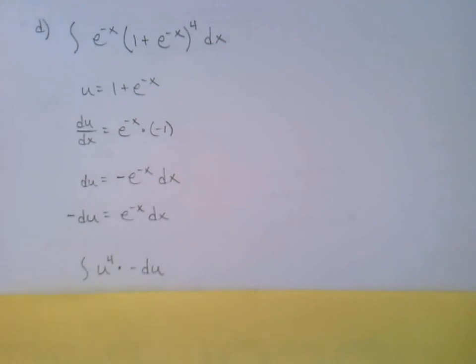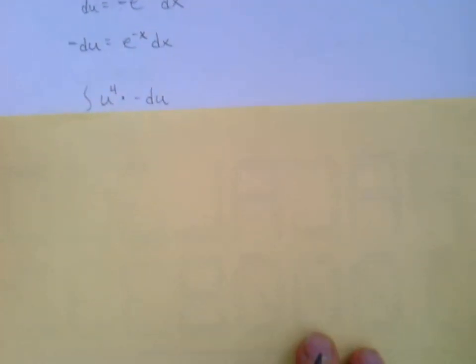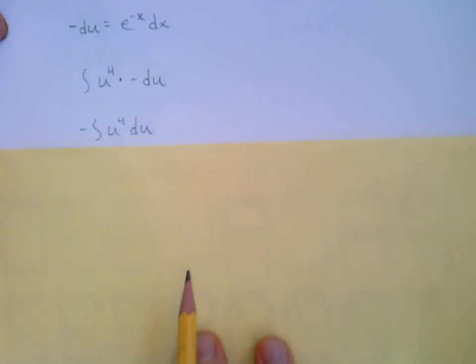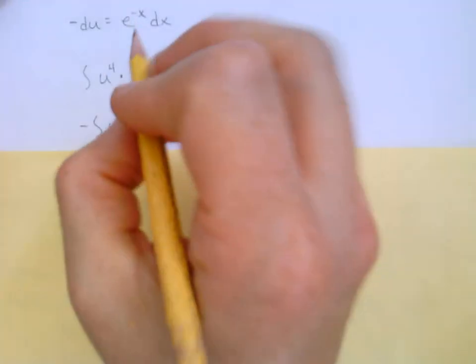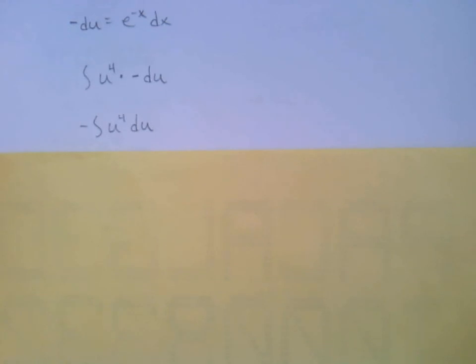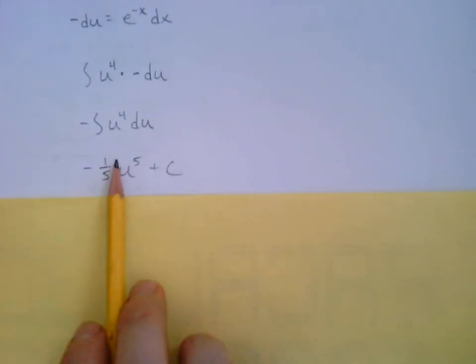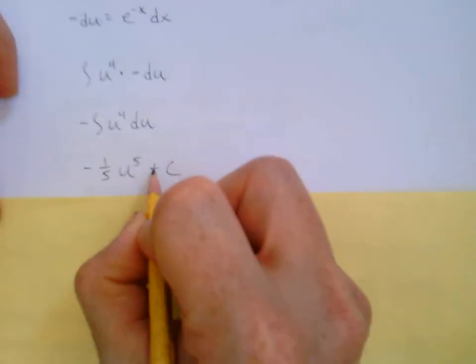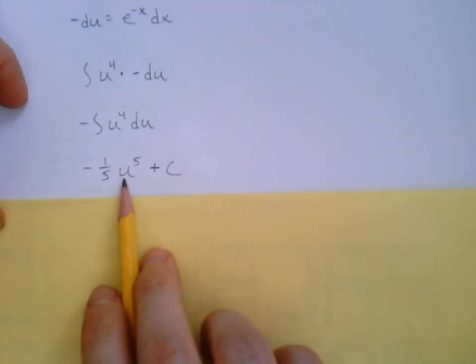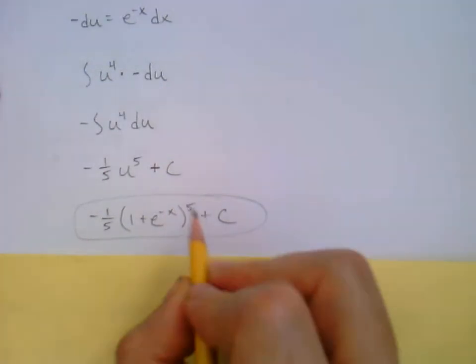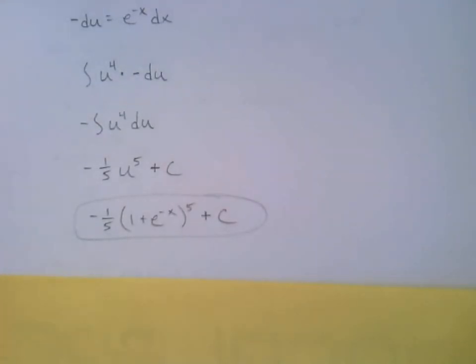Okay. Continuing from there, I'm going to go ahead and move that negative to the front since it's a constant, right? Negative 1. Then do my antiderivative. 1/5 u to the 5th plus c. Finally, put my substitution for u back in for my final answer, negative 1/5, 1 plus e to the negative x to the 5th plus c. I've got it. There we go.